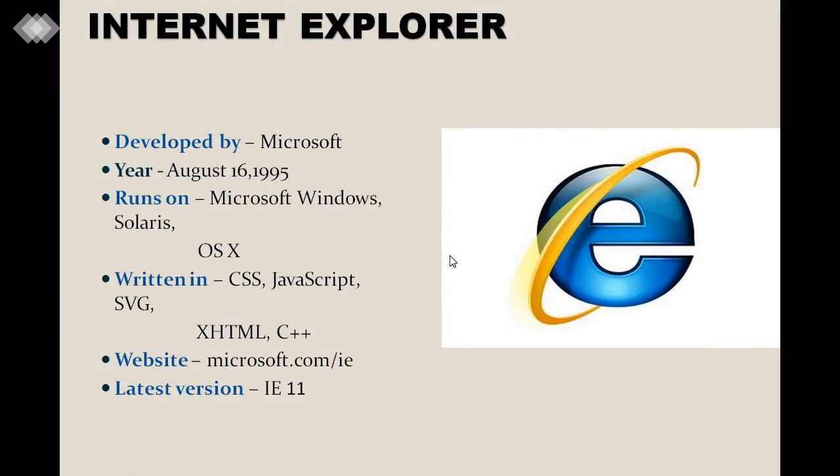Internet Explorer, or IE, was developed by Microsoft in 1995 and runs on different systems like Microsoft Windows, Solaris, and OS X. It is also written in JavaScript, SVG, CSS, C++, and XHTML. The website is microsoft.com/IE, and IE 11 is the latest version of Internet Explorer.